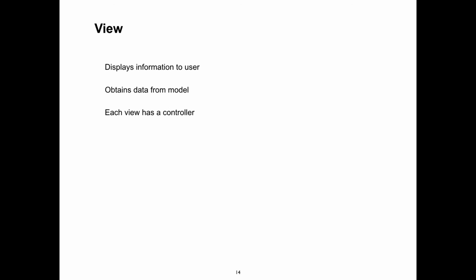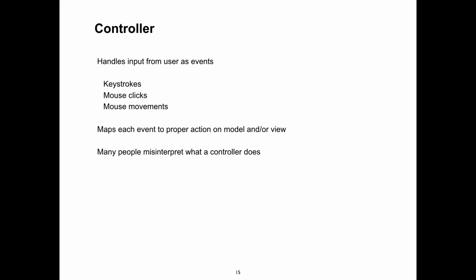And the view is just a display, what the person actually sees on the screen. And each view has a controller, where the input comes from. This is what the original controller did in the MVC pattern: it handled keystrokes, mouse clicks, and mouse movements, and directed what we do when the mouse is pressed, right?